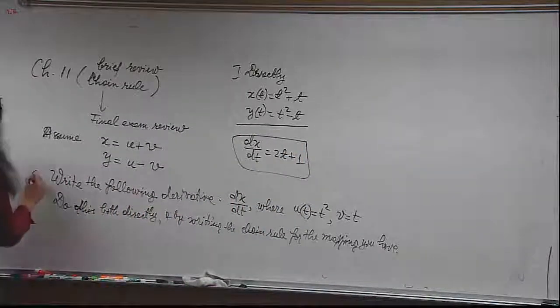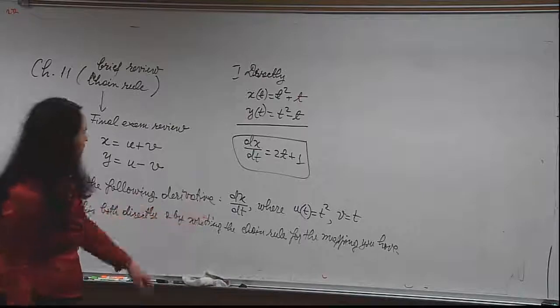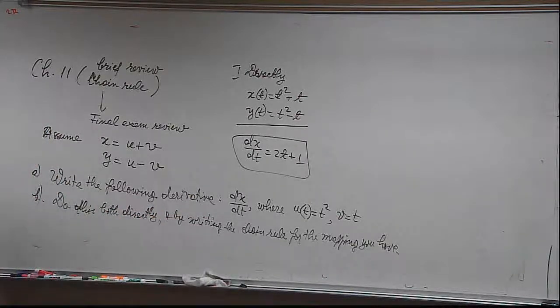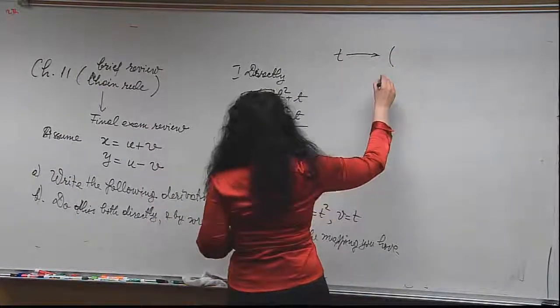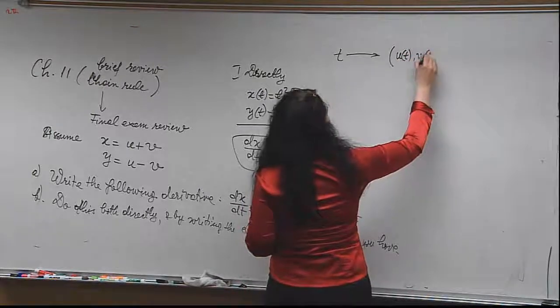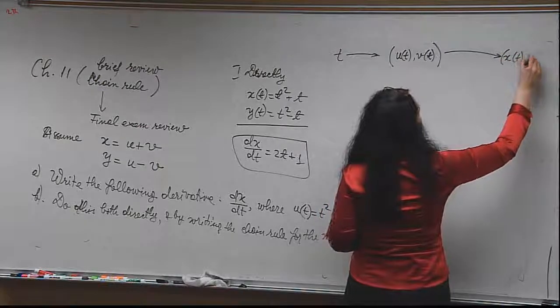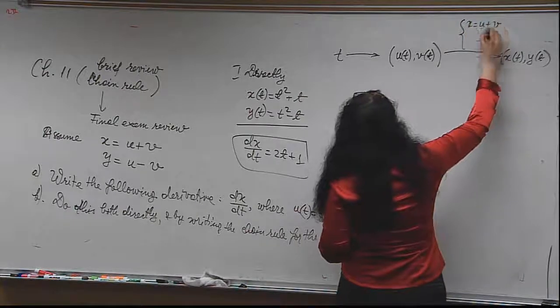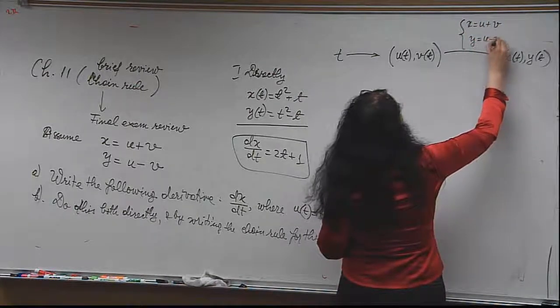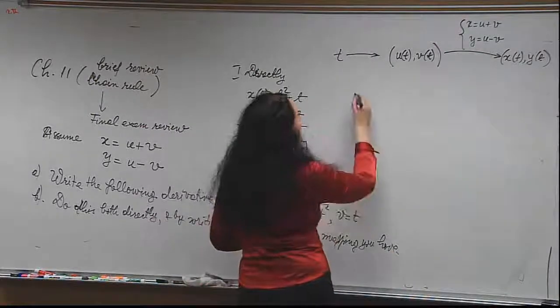And unfortunately, this is just the first part of the problem. It's actually asking us to show the chain rule for the mappings we have. And what mappings do we have? We have a map from t to u of t and v of t, and then again from u of t and v of t to x of t, y of t. And the transformation is x equals u plus v, y equals u minus v. So how do you write dx dt?